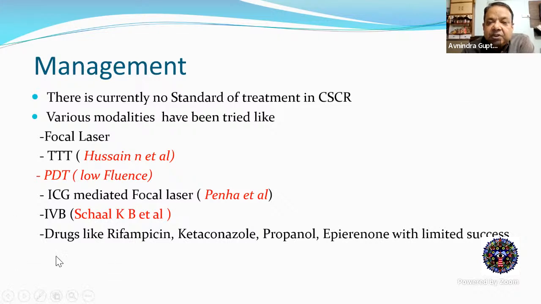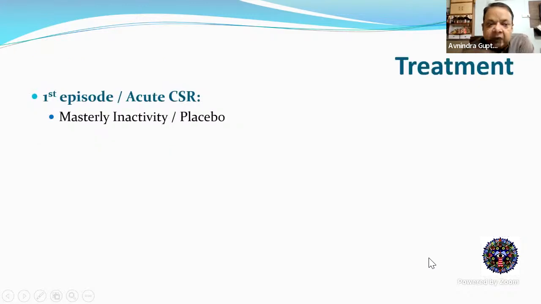There is currently no standard treatment of central serous chorioretinopathy. Various modalities have been tried like focal laser, transpupillary thermotherapy, photodynamic therapy, ICG-mediated focal laser, intravitreal bevacizumab, and drugs like rifampicin, ketoconazole, propranolol, epinephrine, which are used with limited success.